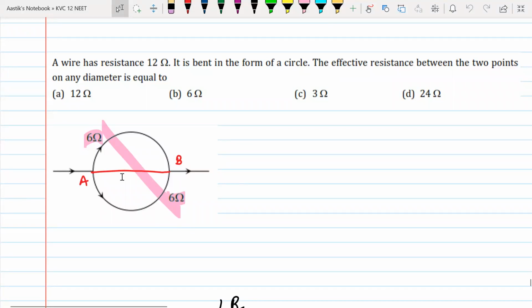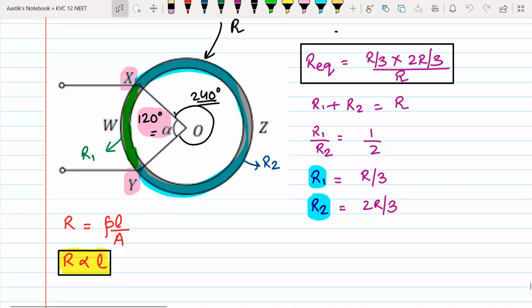Same logic you apply on this one. Now it is not divided equally. One half is having 120 degrees and the other half is having 240 degrees. So how will the resistance divide? The half which is having 120 and the half which is having 240. If I call the 120 half as R1, the 240 half will be two times of that. Yes or no? Yes, sir.